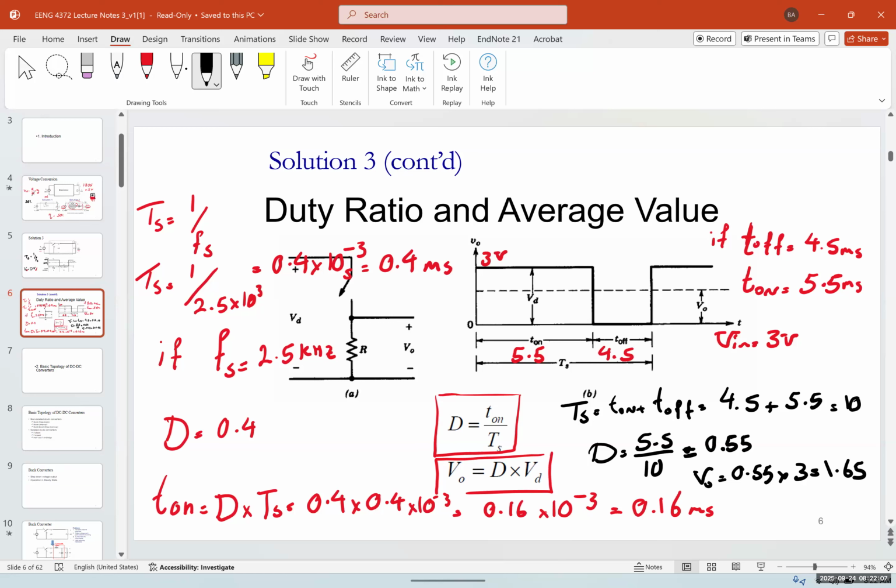What is the unit of D, by the way? T on is in seconds and TS is in seconds, so D doesn't have any units. It's not in seconds or anything. It's just a ratio. Okay. Is it clear up to this point?